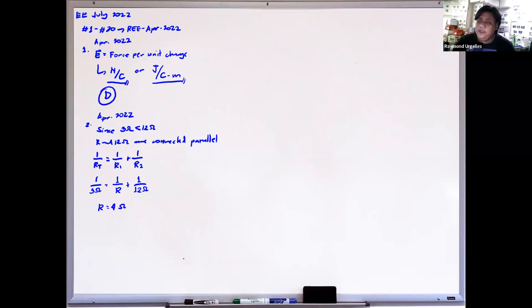Especially when it comes to alternating current, because it's complex, right? So it's faster to use compared to R1, R2 over R1 plus R2. But again, it's up to your preference. So this is 4 ohms.